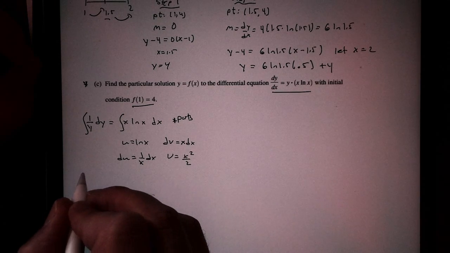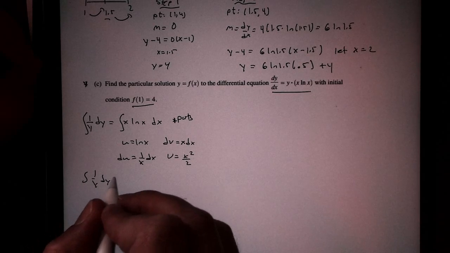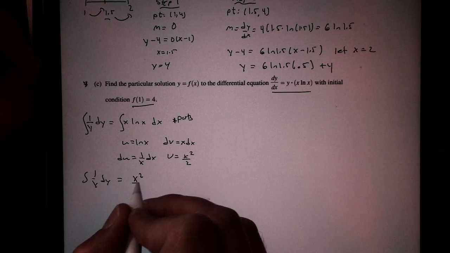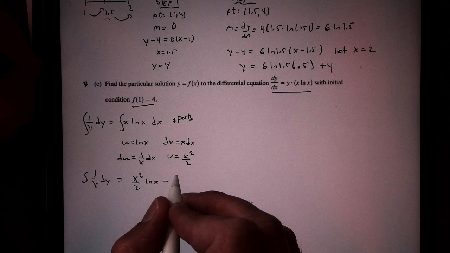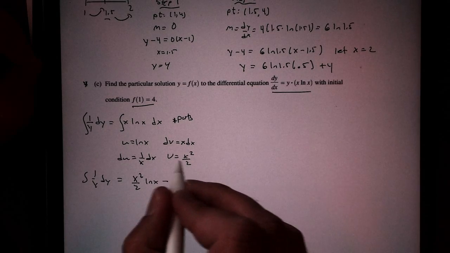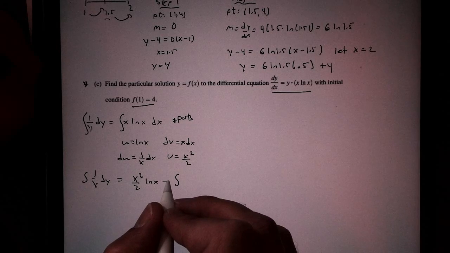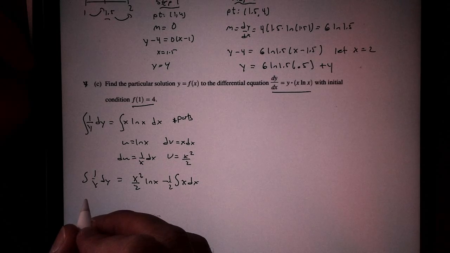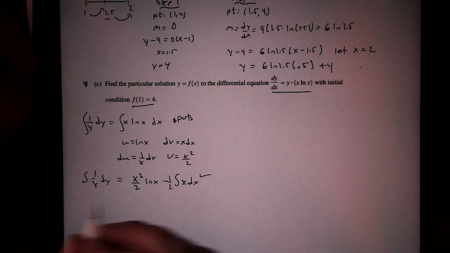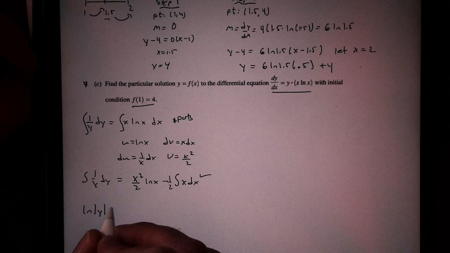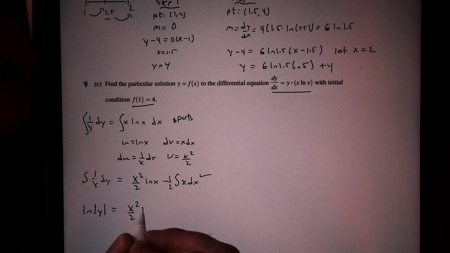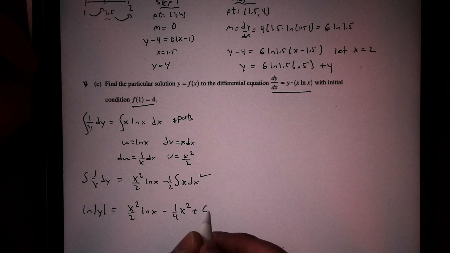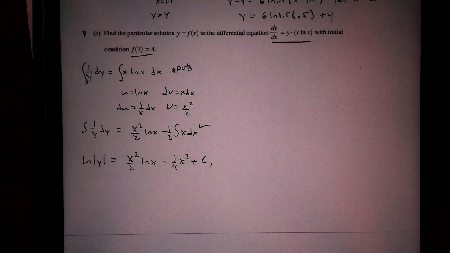So when I start writing this out, I'm going to rewrite this as 1 over y dy equals u times v, so it becomes x squared over 2 natural log of x minus the antiderivative of v du, and I can factor out that 1/2 here. And that just becomes 1/2 x dx. And this I can now integrate, so we're going to get the natural log of the absolute value of y equals x squared over 2 natural log of x minus 1/4 x squared plus c1. That is a pretty nasty antiderivative.